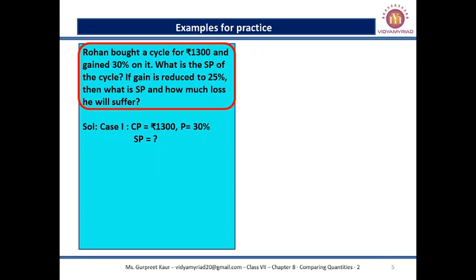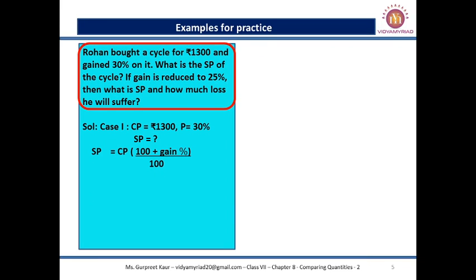In case 1, we are told that he bought a cycle for 1300, that means CP is 1300. He gained 30%, that means you are given the gain percentage or profit percentage, which is 30%. What is the SP of the cycle? That means we need to find out the SP. SP is equal to question mark. So let's put it into the formula.